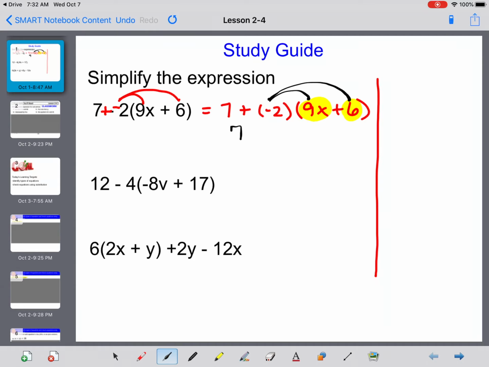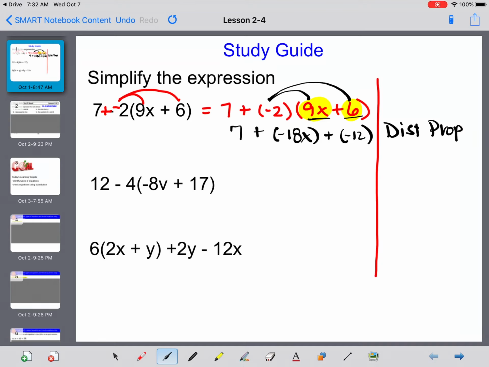Now, a common mistake is for kids to say 7 plus negative 2 and call that 5. That's not right. We have to distribute because that's multiplication, and the order of operations says that we multiply before we add or subtract. Negative 2 times 9x is negative 18x. Negative 2 times 6 is negative 12. That was the distributive property.